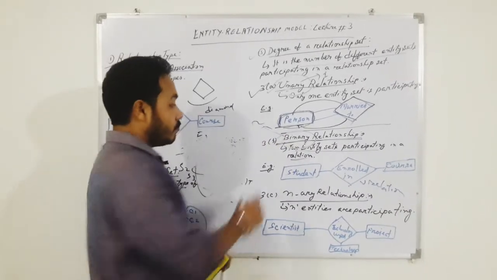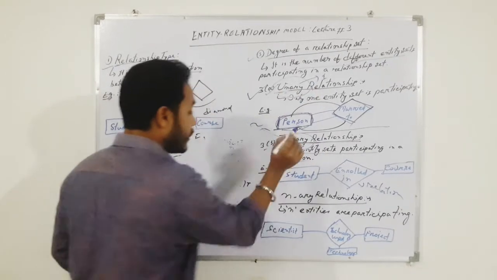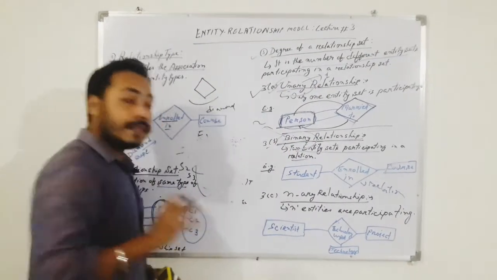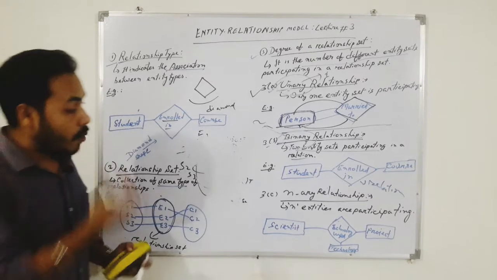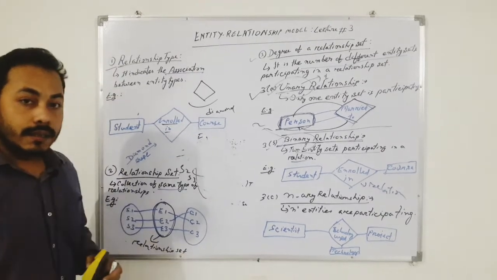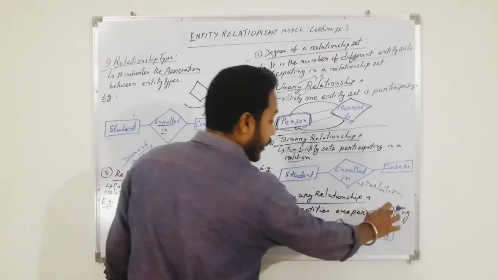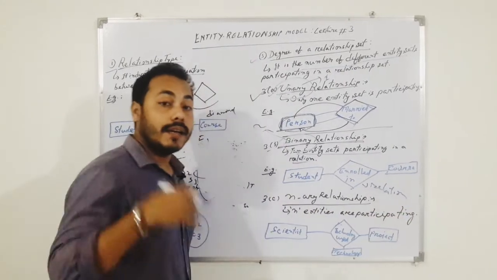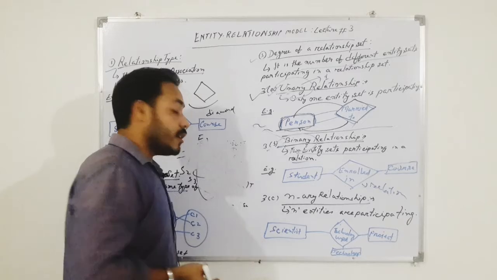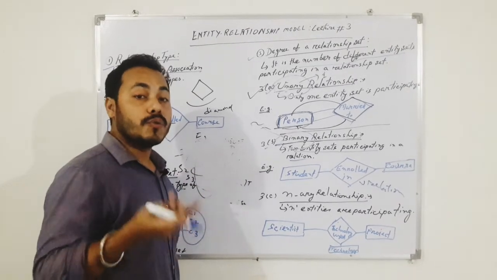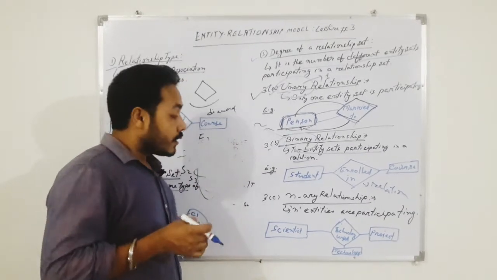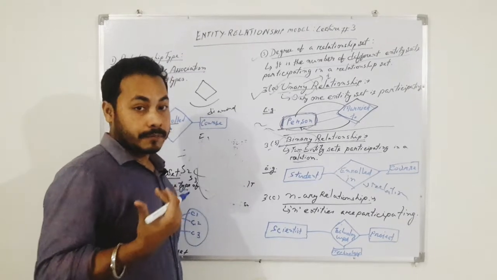Okay. Now, unary is clear, binary is clear. Now I am coming to the n-ary relationship. What is that exactly? This means there will be n entities participating in our relationship. That n may be 1, 2, 3, 4. Okay. N may be any integer.